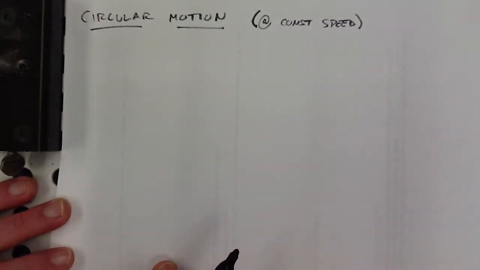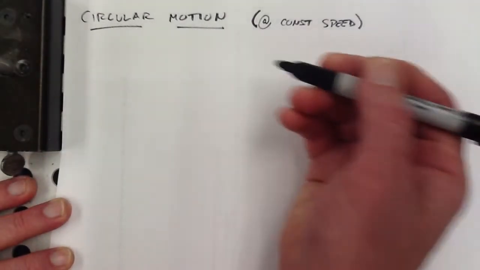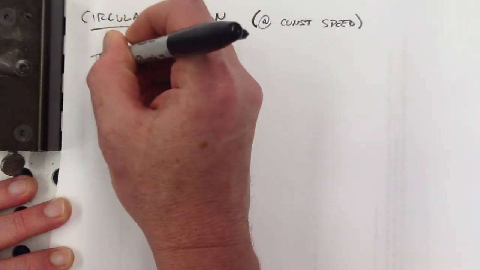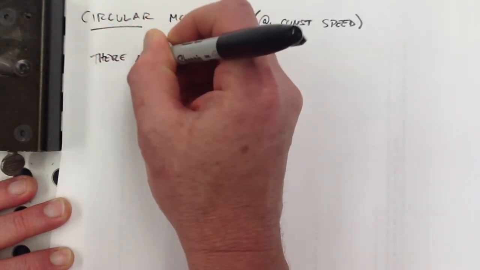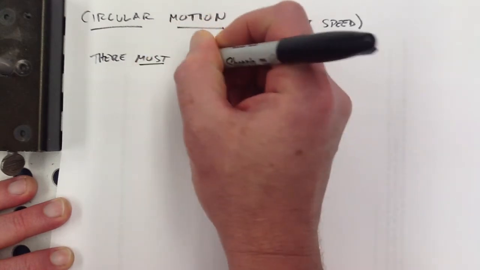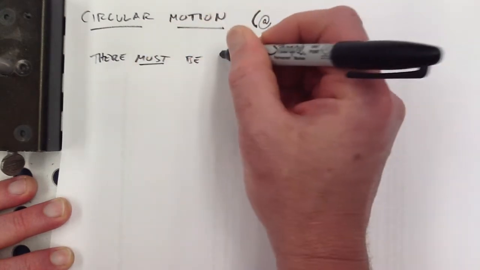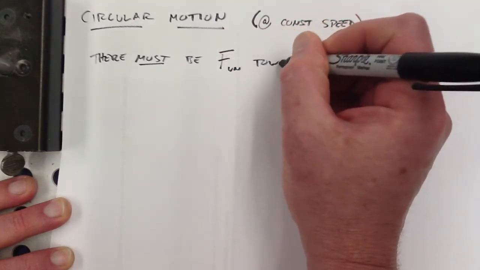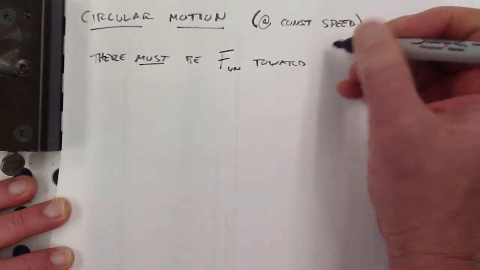When we have circular motion, the unbalanced force is toward the center of the circle.